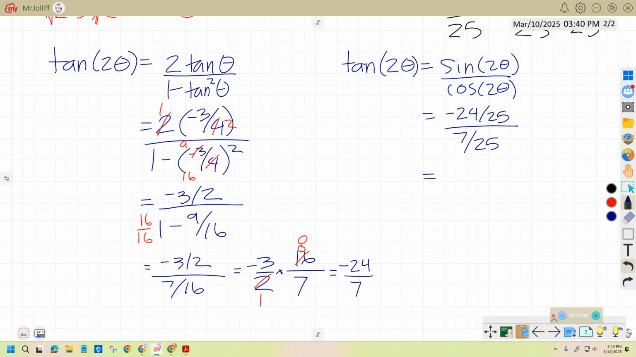Dividing fractions, multiply by the reciprocal. Keep the numerator, -24/25. Flip the denominator. Ooh. Yeah, those 25s just completely cancel, and I get directly to -24/7 with a lot less fraction math.